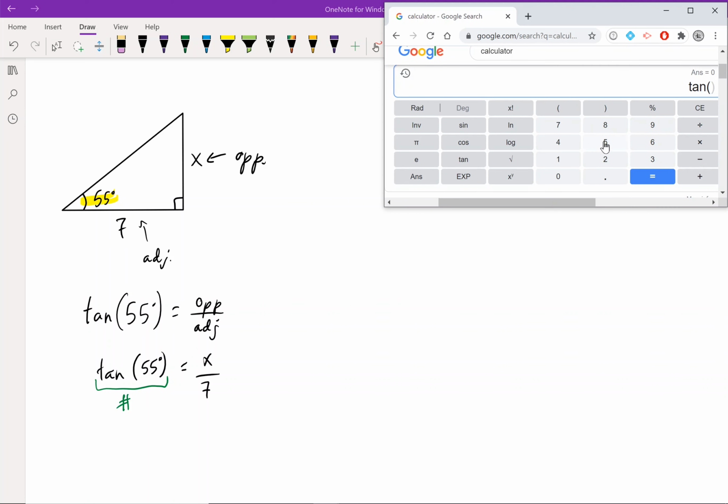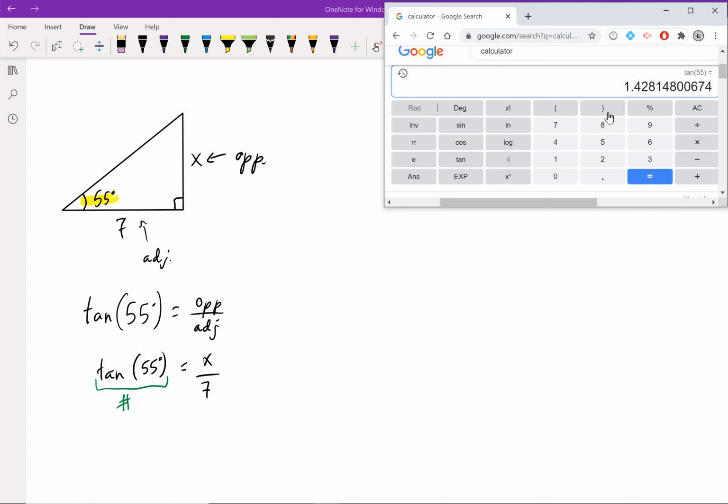So we want tangent of 55 degrees, and we want to make sure that you're in degree mode here. So click that. If you're in radian mode, that's what rad means. Even though math is rad, that's not actually what it's saying. This is a different unit of angle measure. So we want to use degrees here. So tangent 55 is equal to 1.428. Okay, so we're just going to round that off and call it about 1.43. We'll just keep 2 decimal places.